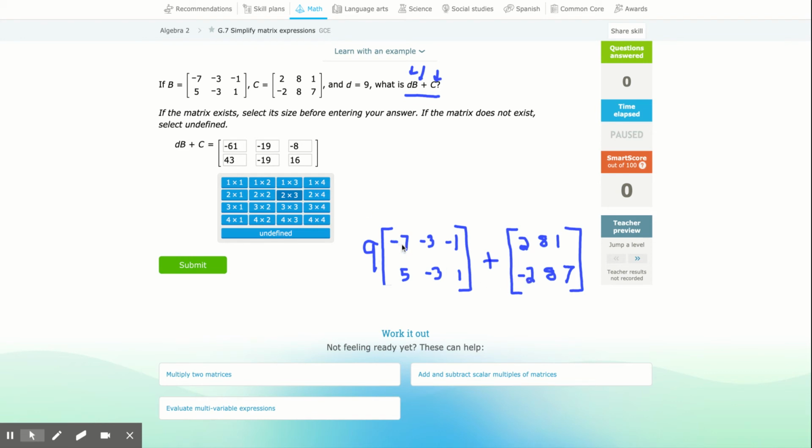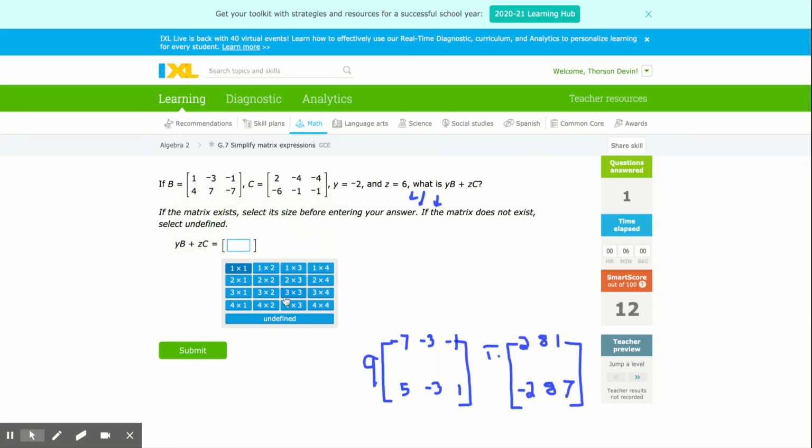9 times negative 7 is negative 63. Negative 63 plus 2 is negative 61. And I did that for every element all the way through. So doing the last element, 9 times 1 is 9, plus 7 is 16. But again, that's in a review lesson. If you need to go back and review that lesson, by all means, do so.